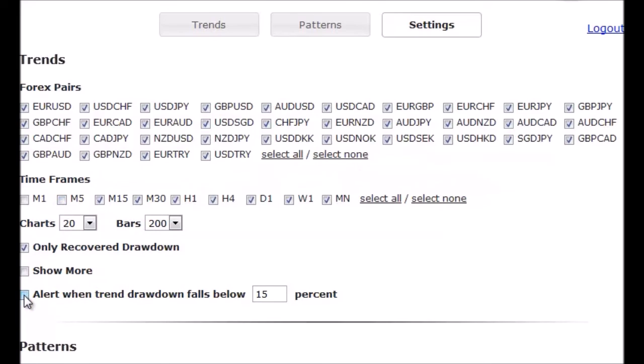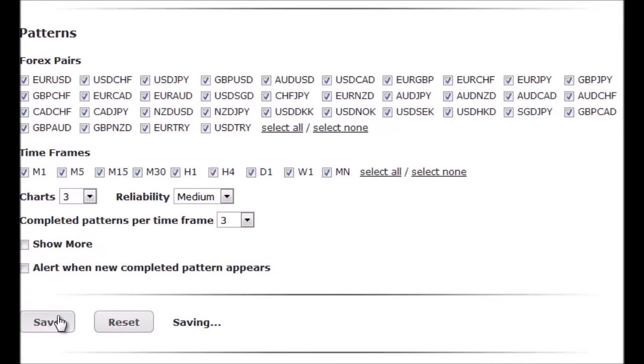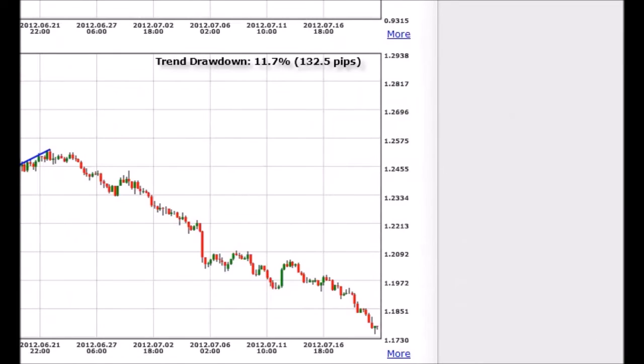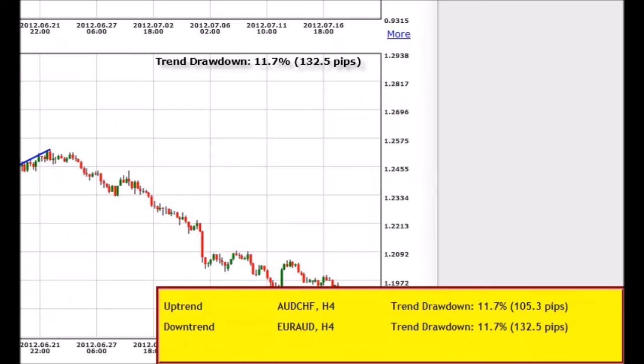You can set up alerts when the trend drawdown falls below, let's say, 15%. Then click Save. And the audible alert will let you know when the lowest drawdown on any chart falls below 15%.